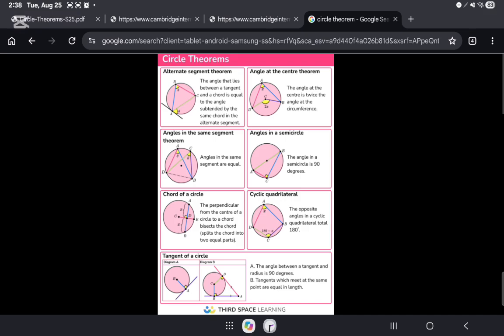And then finally we have tangent of a circle. This means the angle between a tangent and the radius is 90, so this one. And then tangents that meet at the same point are equal in length.